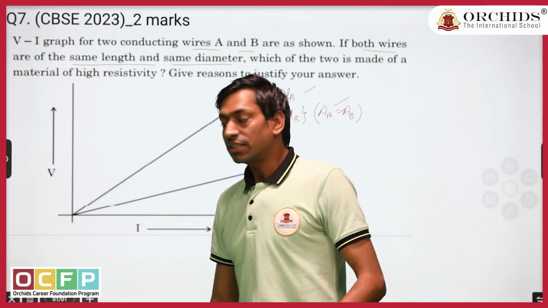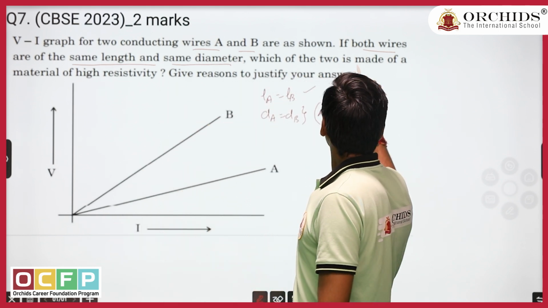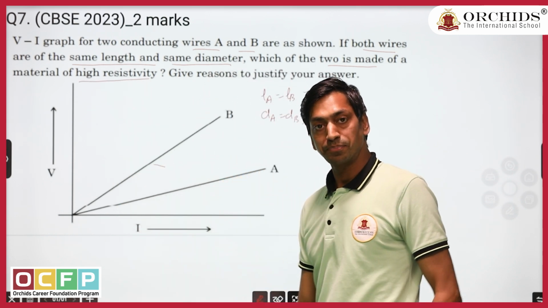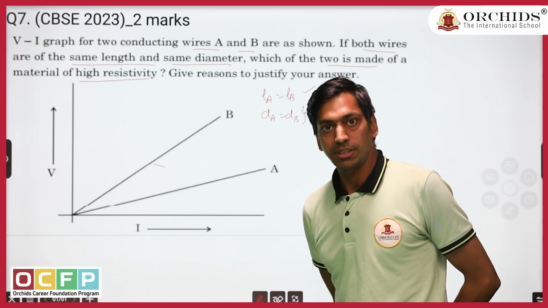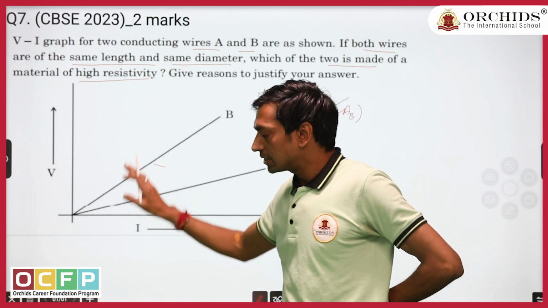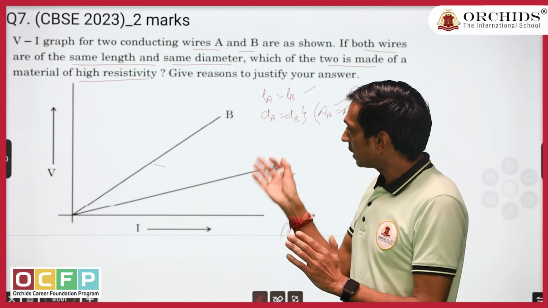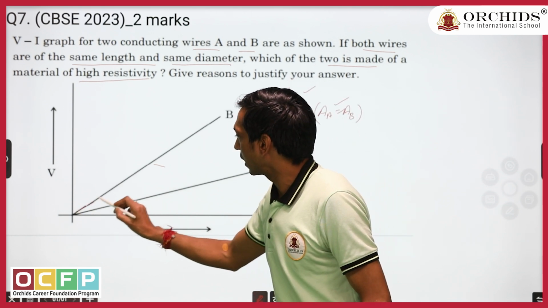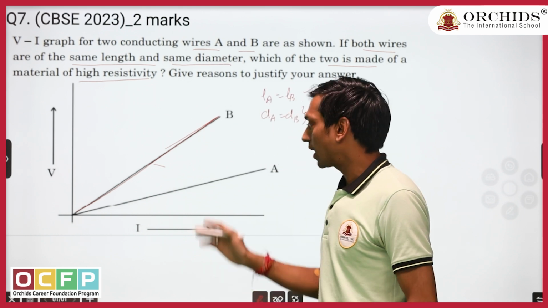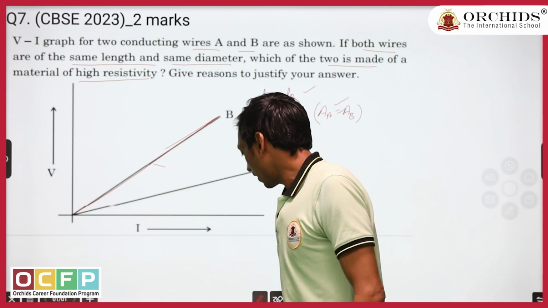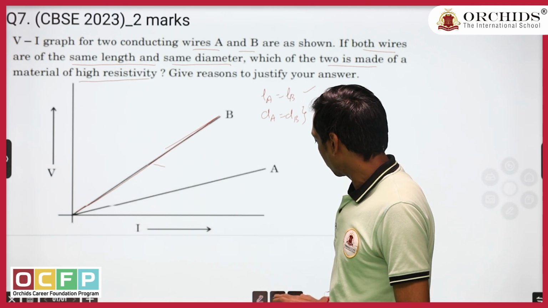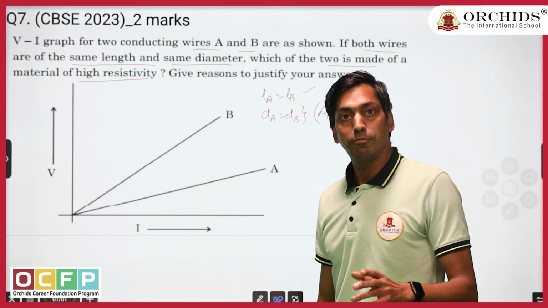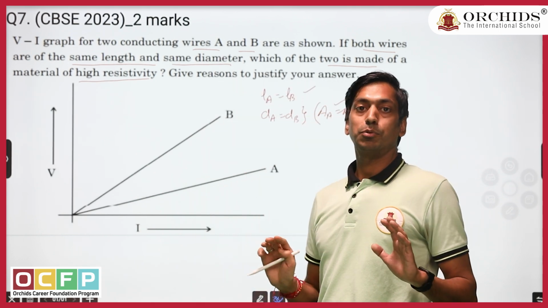Now we have to find which of the 2 wires is made up of material of high resistivity. You have to predict whose resistivity will be higher, and the information is given in terms of a graph. If the resistivity were equal, then obviously the resistance would also be equal, and the graphs should coincide. But the graphs have different slopes, meaning they make different angles with the x-axis. Different slope means different resistance, and different resistance means different resistivity, because the length and diameter of both wires are the same.